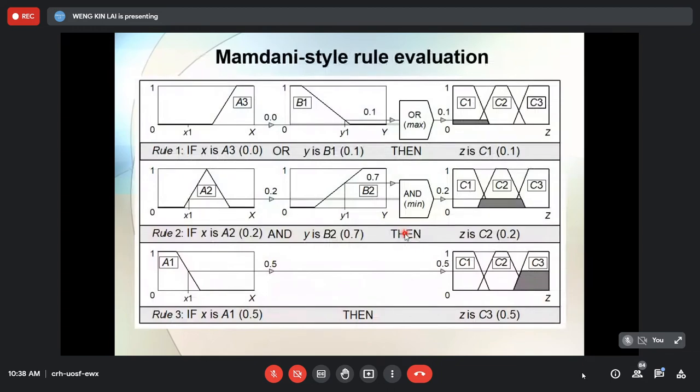So now we will see how the Mamdani style rule evaluation works. So this is just how the three rules are shown visually, graphically, in this graph here. So let's look at the first rule. The first rule, which is repeated here, is if x is A3, right, or y is B1, then z is C1.